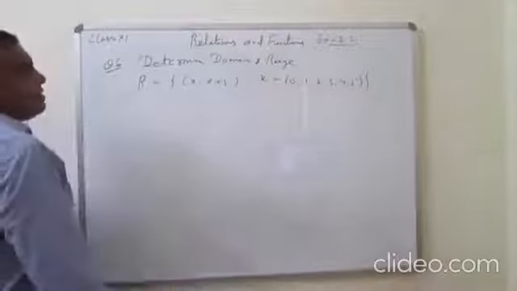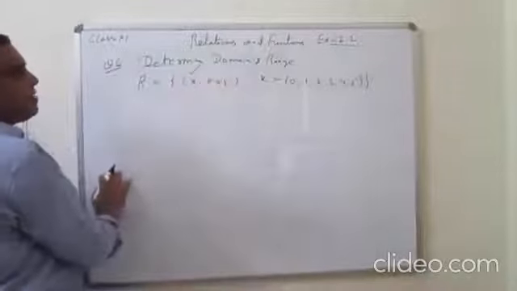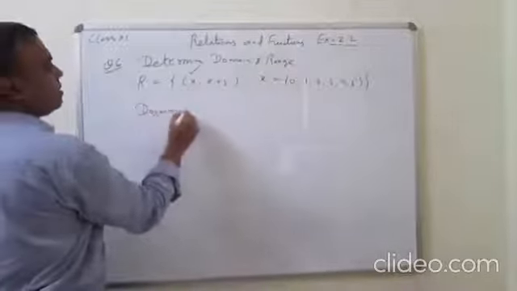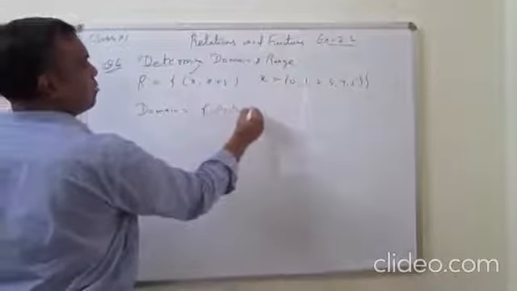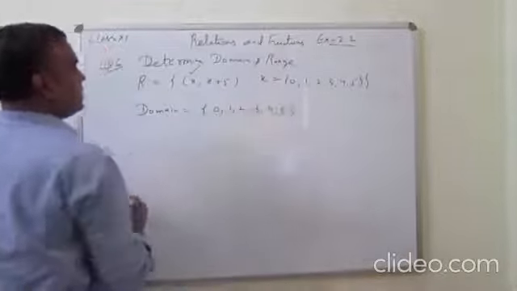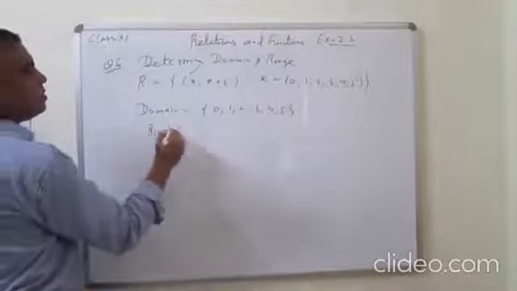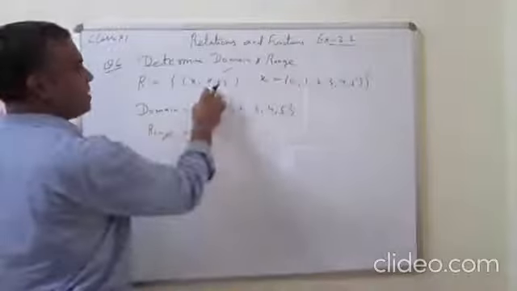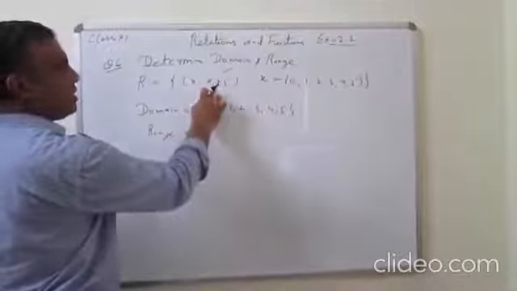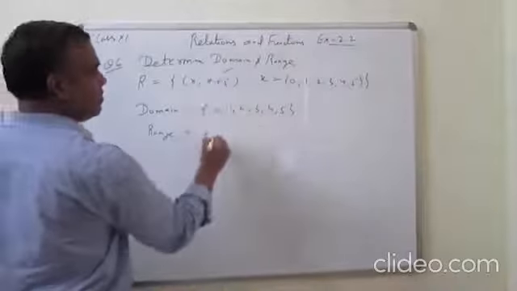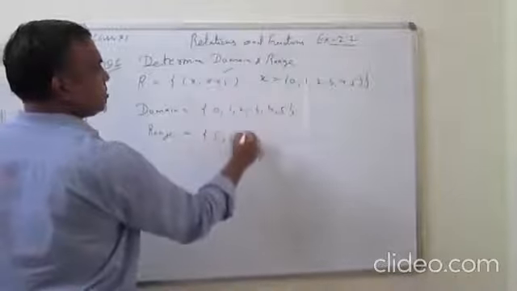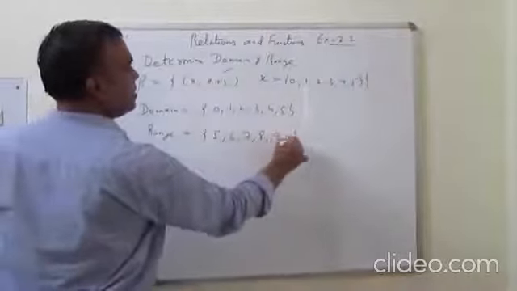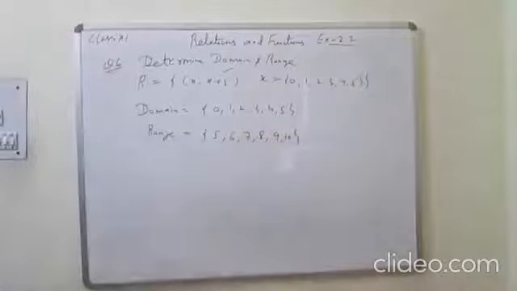Now what is the domain? Domain is the first element of the set. So whatever the x is, that is the domain. So domain is equal to {0, 1, 2, 3, 4, 5}. What is range? Range is the second element. How will you find the second element? By putting the value of x here. If we put 0, what comes? 5, 6, 7, 8, 9 and 10. This is the domain and range.